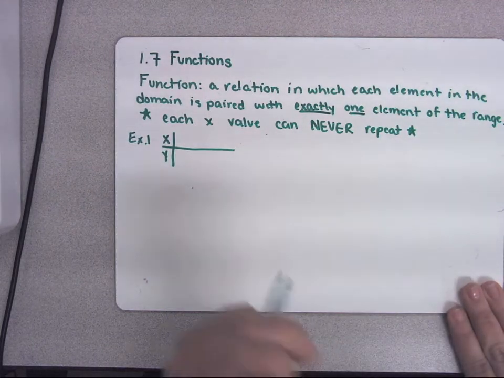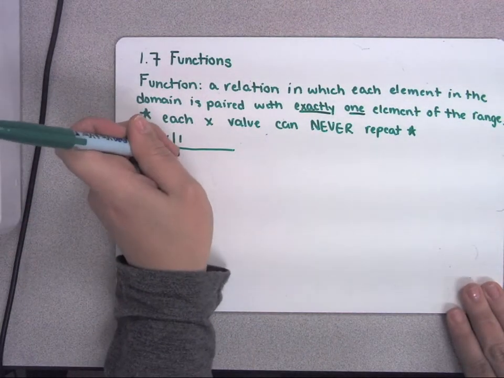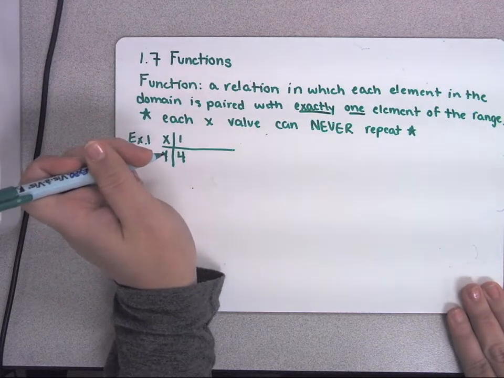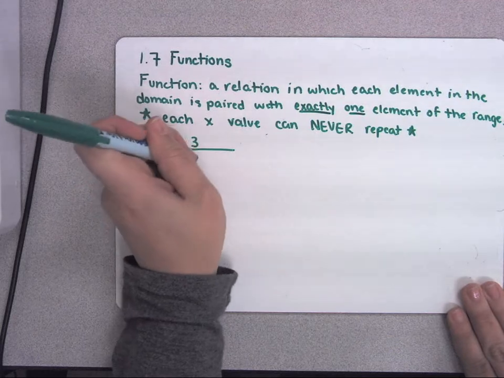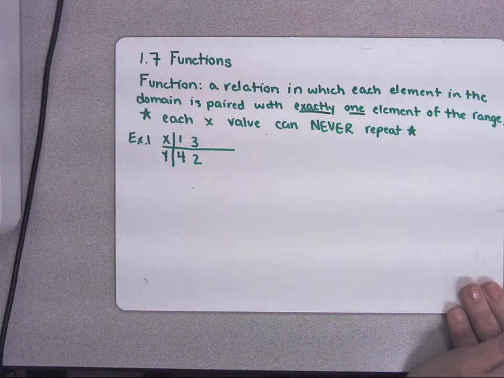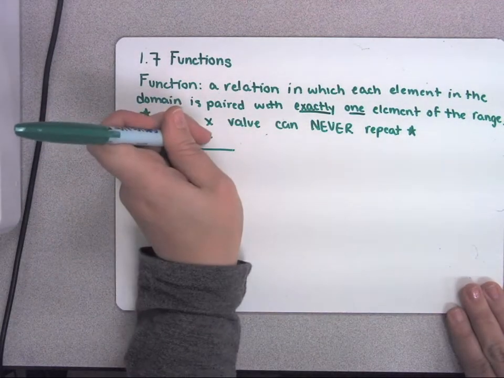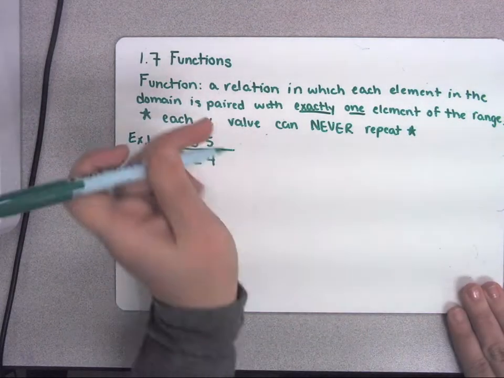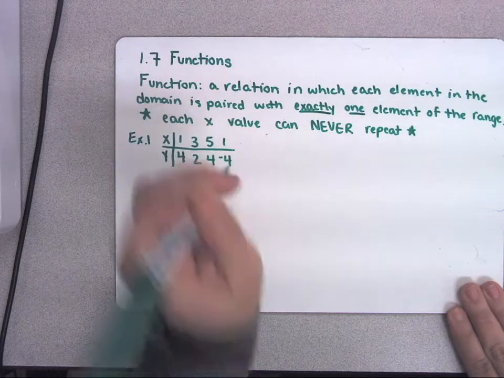I'm going to say them as ordered pairs. First ordered pair is 1 comma 4. Second ordered pair is 3 comma 2. Third is 5 comma 4. Fourth and last is 1 comma negative 4.